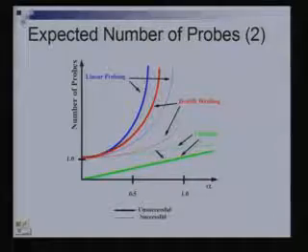Okay, so with that we will stop this discussion on hashing. There is this last slide which shows how this performance changes as alpha changes.